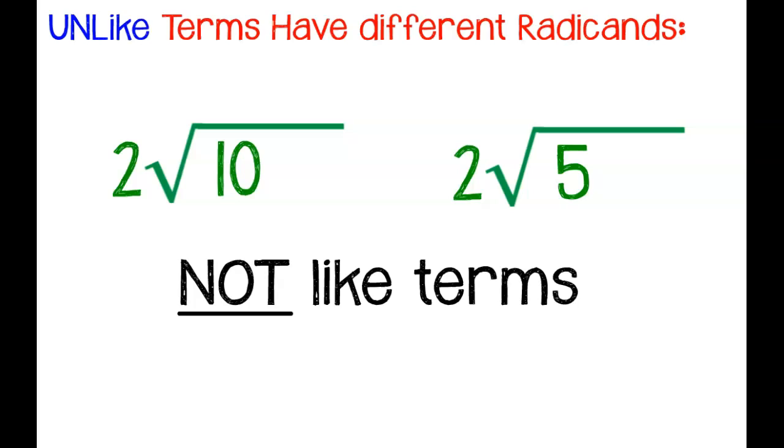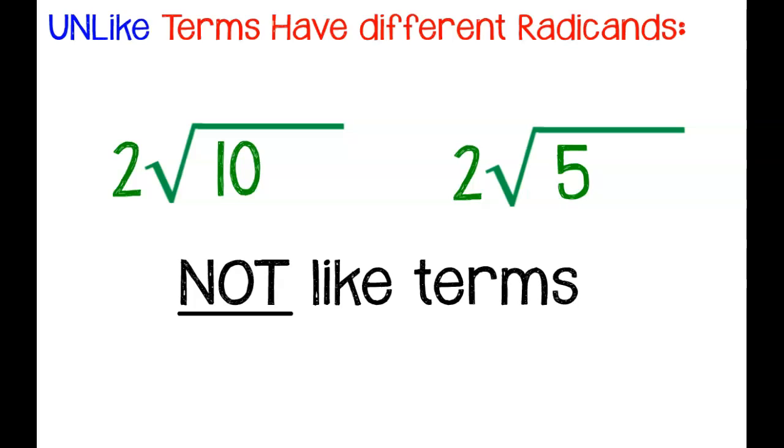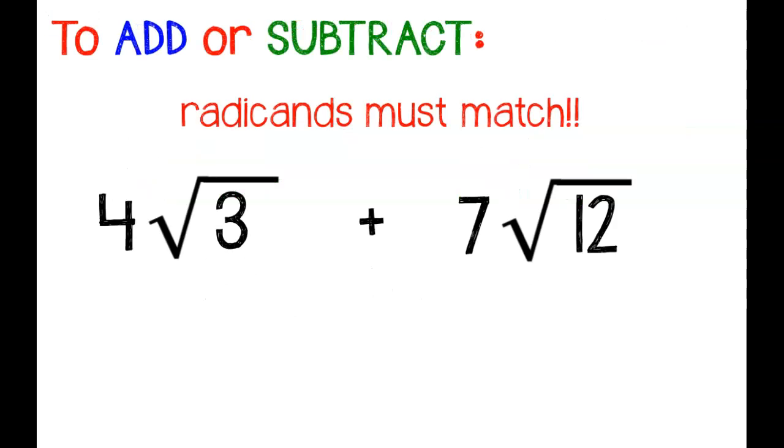If the radicands don't match, then they're not alike. You cannot add them, you cannot subtract them. Even if the coefficients match, that's not good enough. To be like terms means that you have to have matching radicands. All right, so if I ask you to add these two expressions here, 4 square roots of 3 plus 7 square roots of 12, the first thing you should think when you see it is, oh, I can't add those because they don't have matching radicands.